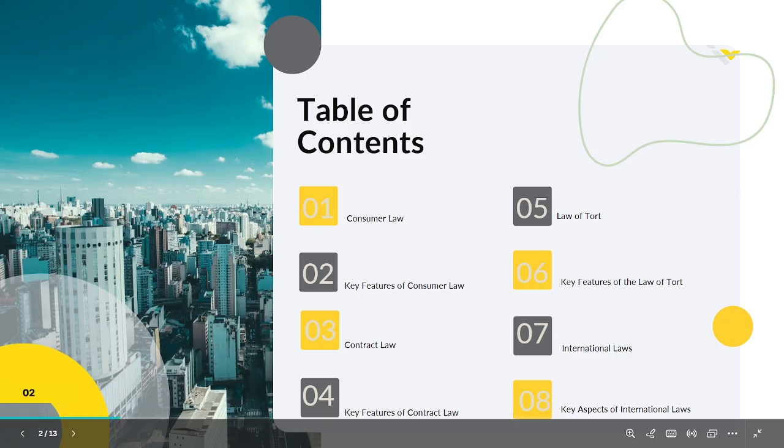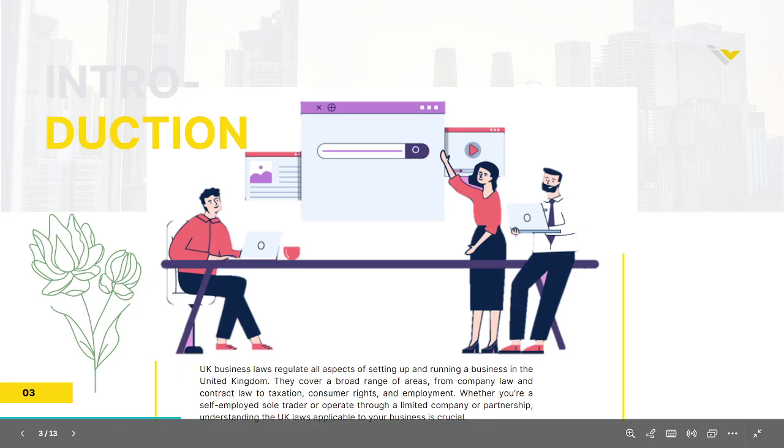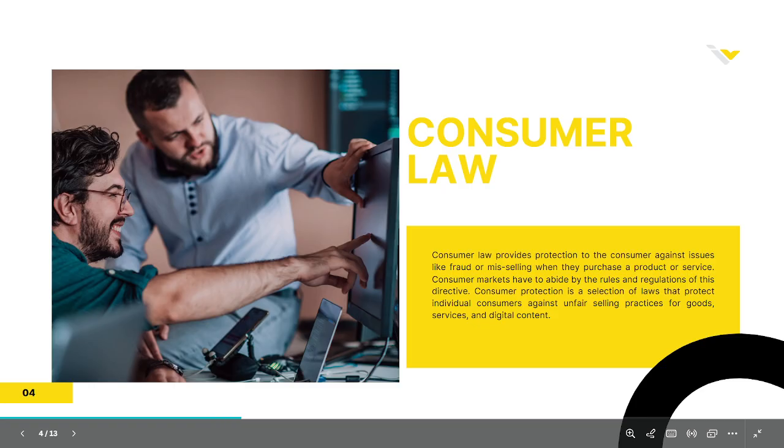Today I'll be covering these 8 areas, mainly consumer law, contract law, law of tort, and international law. Whether you're running a small local business or managing a large company, understanding the legal environment is essential for staying compliant and avoiding legal risks.